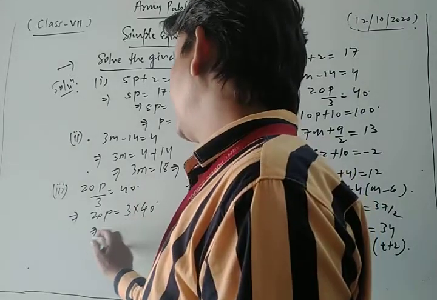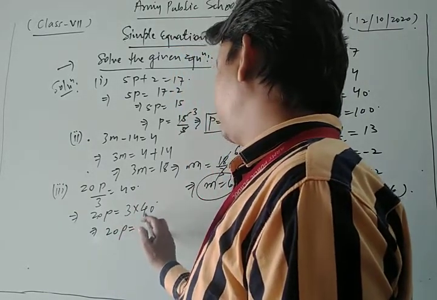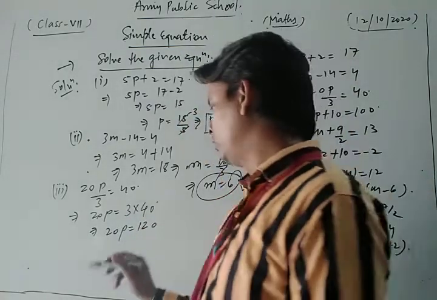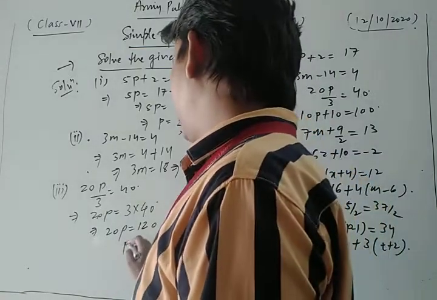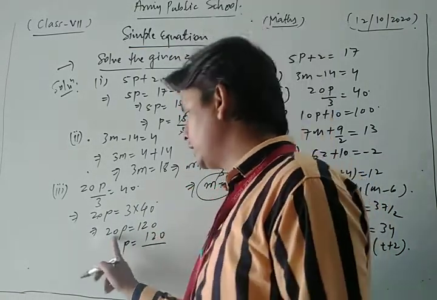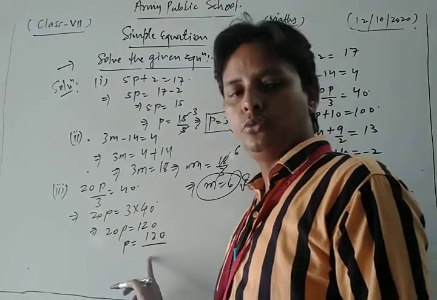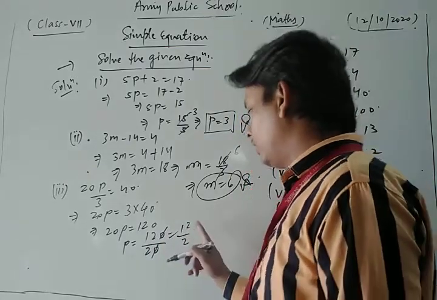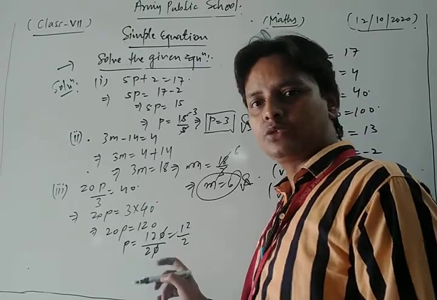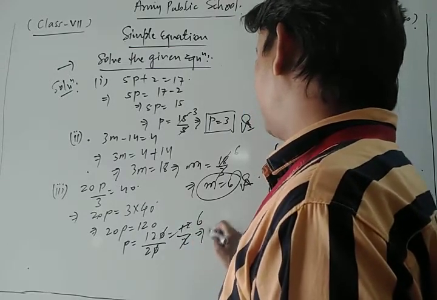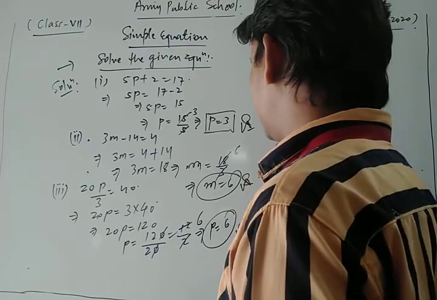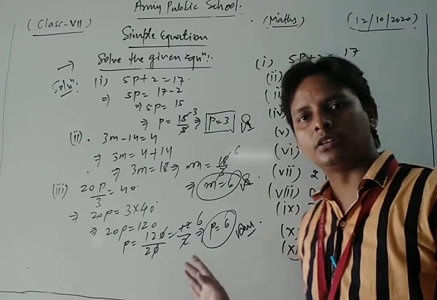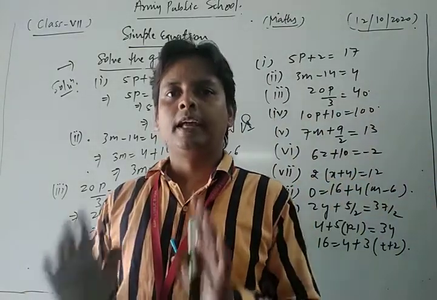Now we get 20p is equal to 120, since 3 fours are 12, so 120. Now the value of p is 120 upon 20. Here 20 is multiplying, so it goes to the denominator. The zeros cancel each other, so we get 12 upon 2. Now we divide 12 by 2: 2 sixes are 12. So the value of p for this equation is 6. So 6 is our required solution of the given equation. So this is the process to solve any equation.